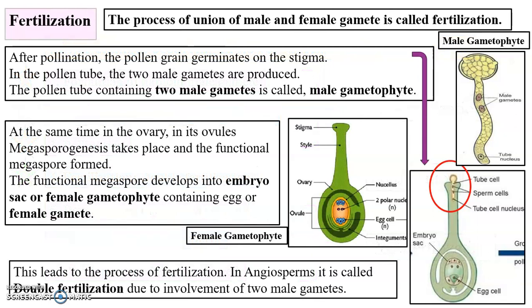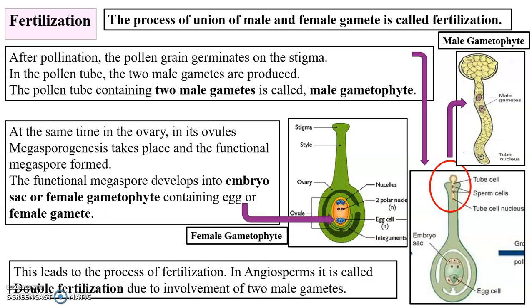Fertilization is defined as the process of union of male and female gametes. After pollination, the pollen grain germinates on the stigma. A pollen tube is produced, which travels through the style. In the pollen tube, the two male gametes are produced. The pollen tube containing two male gametes is called the male gametophyte.